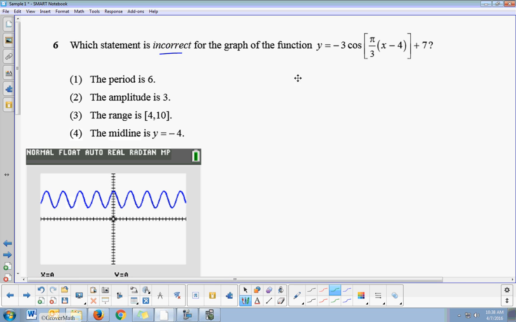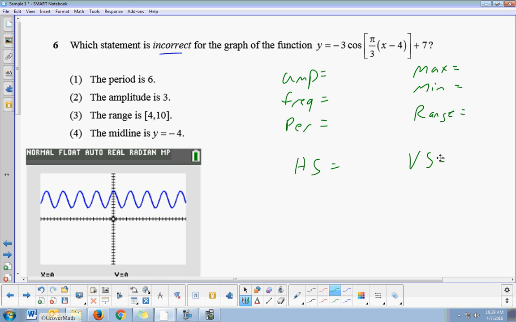Whenever I'm working with a trig graph, I find it helpful to list all the key things you need to know. You need to know the amplitude. You need to know the frequency. You need to know the period. You need to know the maximum. You need to know the minimum. And they're going to combine to give you a range. You need to know about a horizontal shift and a vertical shift. This is all the information you should be able to pull from the equation of a trig graph.